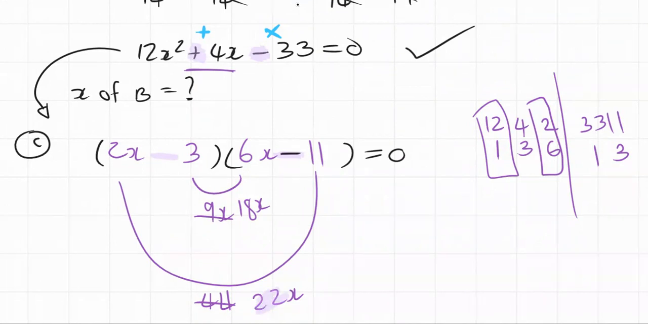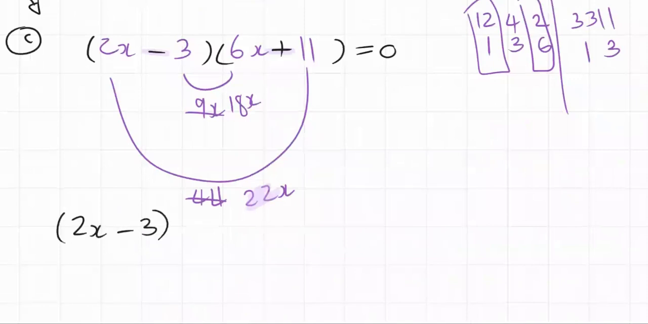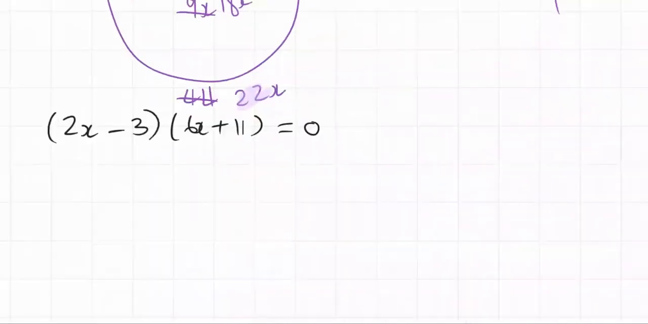And then, excuse me, the sign of the middle term is positive. There we go. And that's negative. Okay, let's write that up. So we get 2x minus 3, times 6x plus 11, all equal to 0. Of course, you can always use the quadratic formula. Look at these two brackets. One of these brackets has to be equal to 0 for this to be true, because anything times 0 equals 0. So 2x minus 3 must be equal to 0, or 6x plus 11 must be equal to 0.